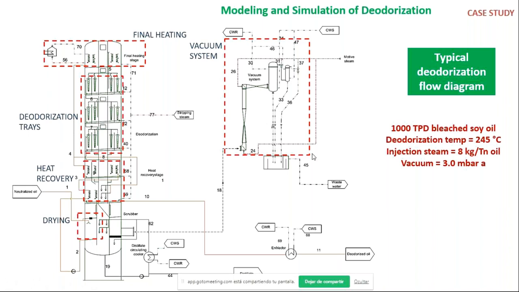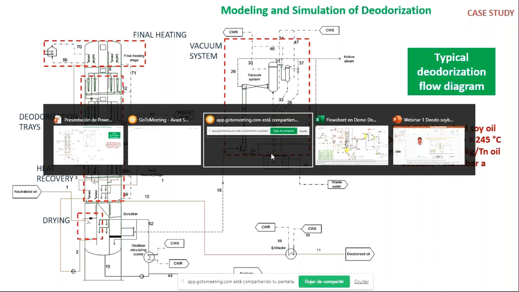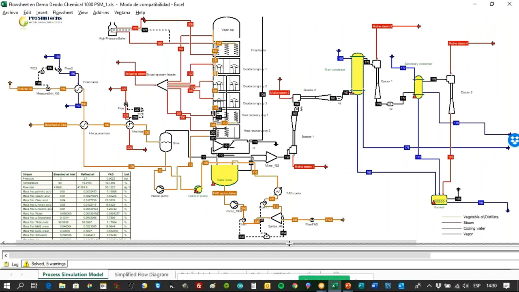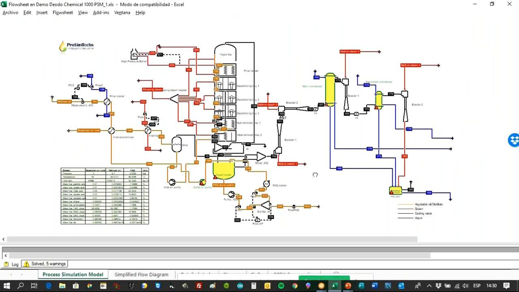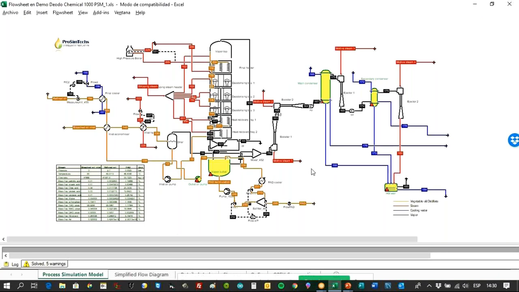Now I'm going to show you the deodorization model. I hope now you are seeing the simulation model. I don't know, Dan, if you can check me if everyone is through. Okay. Great. Thank you.